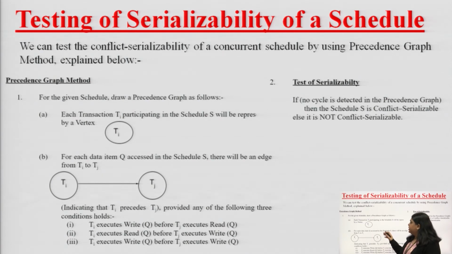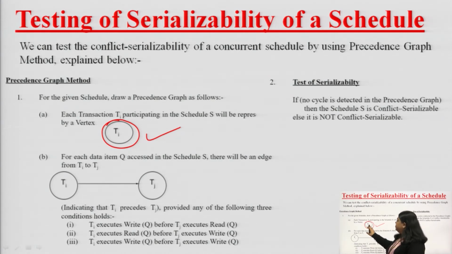And how do we do it? Each transaction is shown by a circle with a transaction number in the center, right. So, this is a transaction. Each transaction T i participating in the schedule S will be represented by a vertex like this, right. Second step, for each data item Q accessed in the schedule S, there will be an edge from T i to T j. What does this edge show? That T i is preceding T j, right, indicates T i precedes T j.